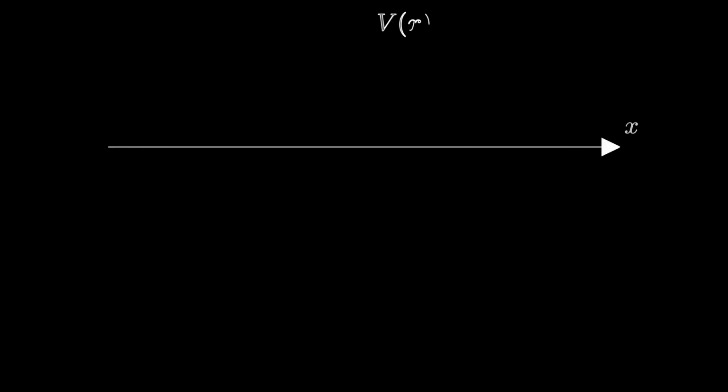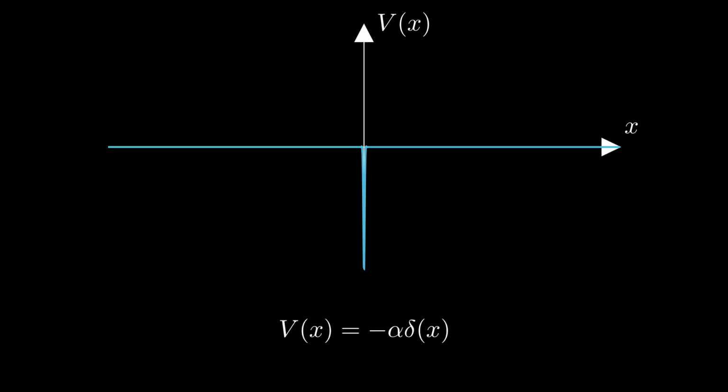In this video, we will consider a potential V(x) = -α δ(x), which is essentially a potential that is zero everywhere except for x = 0, where it dips down sharply to negative infinity.